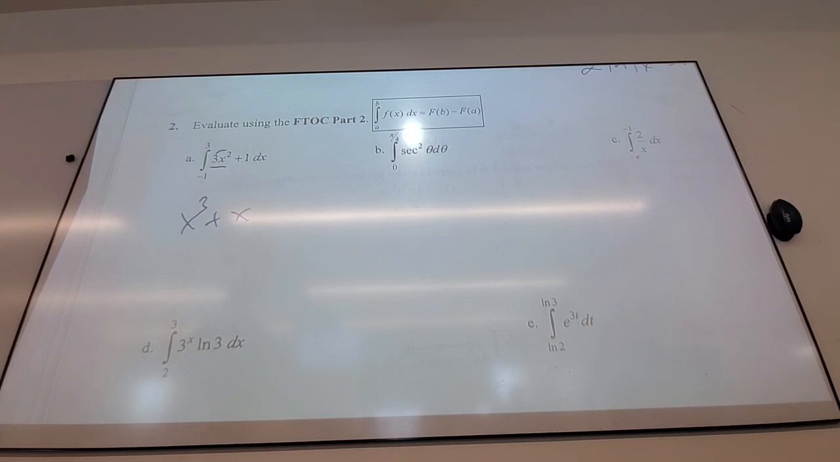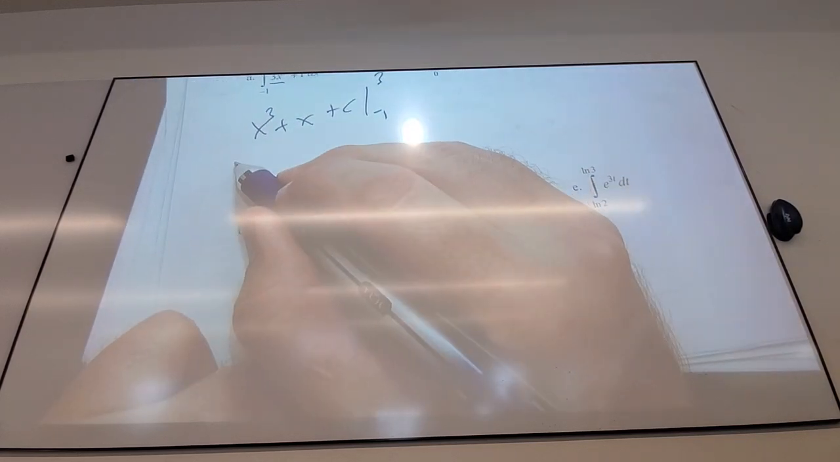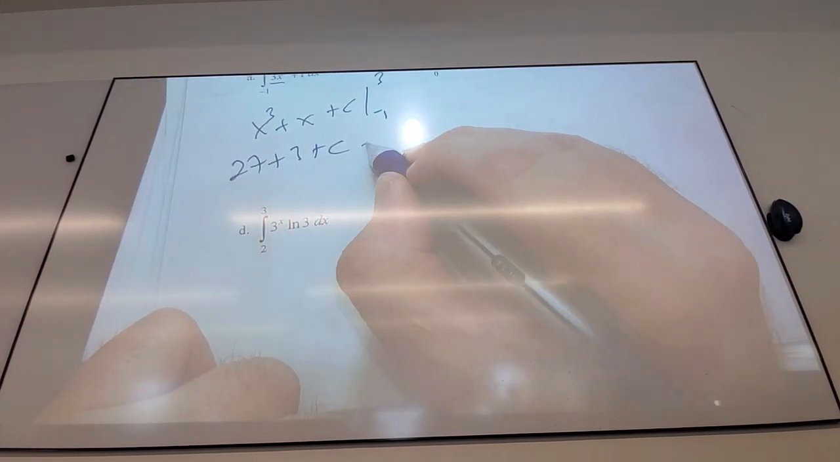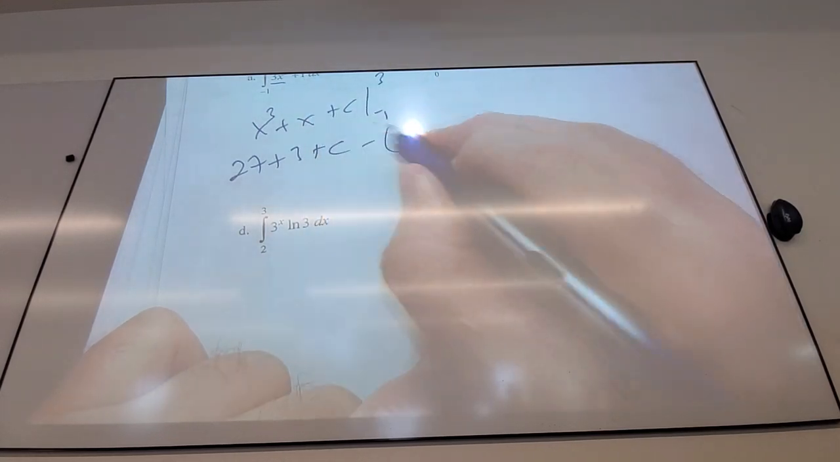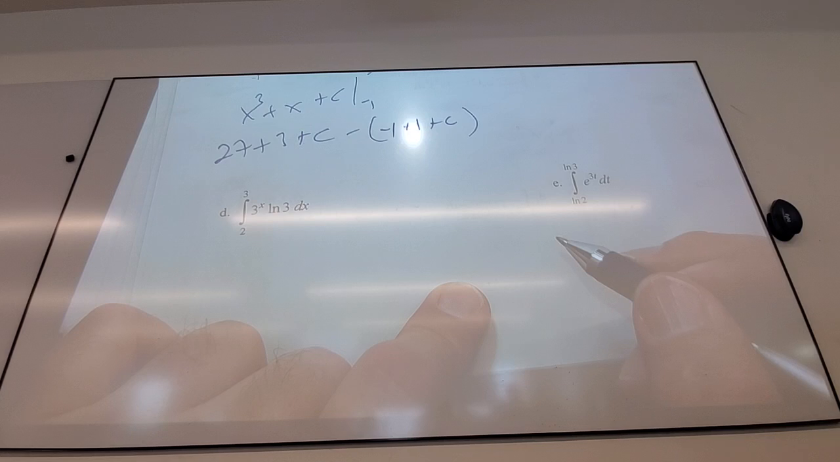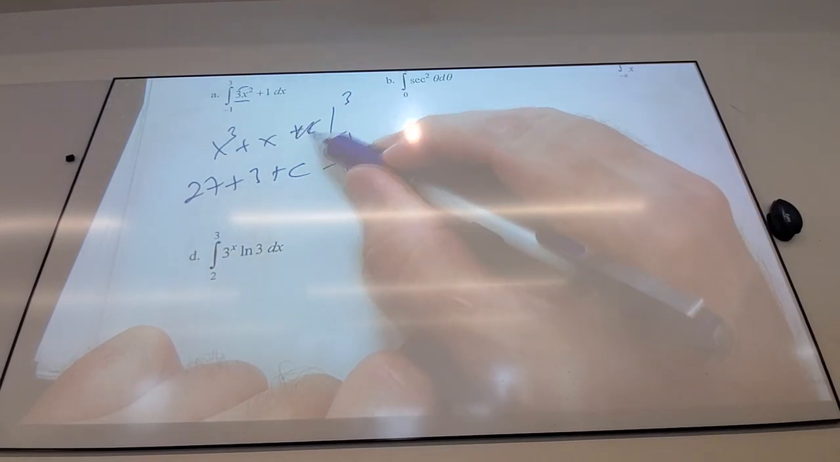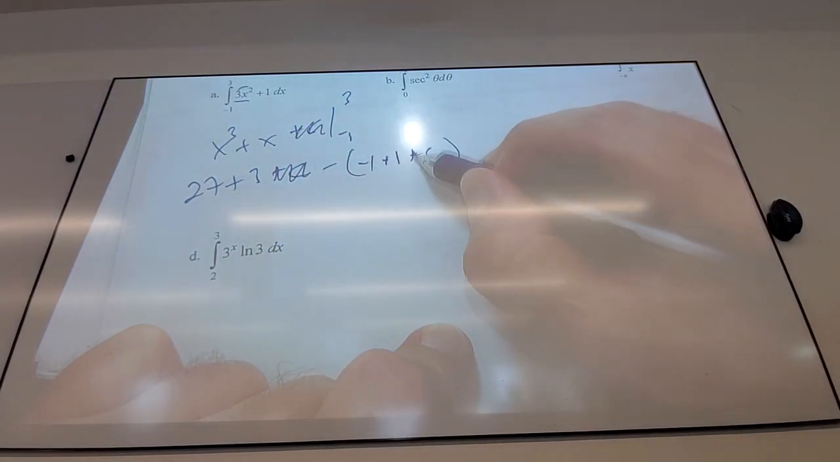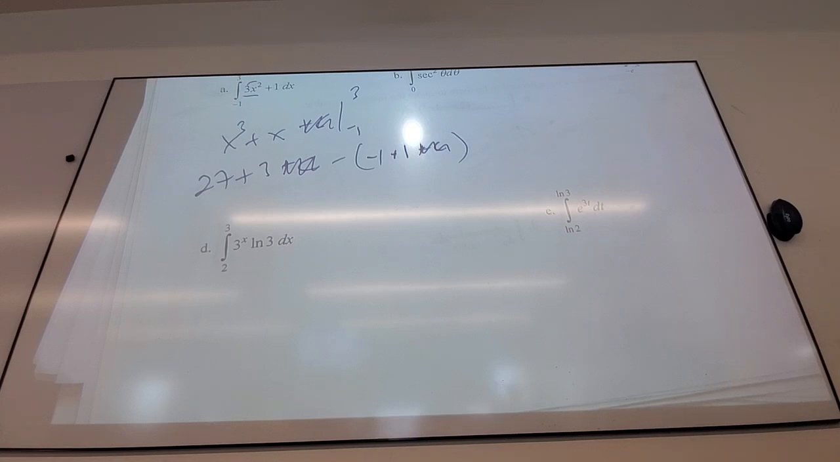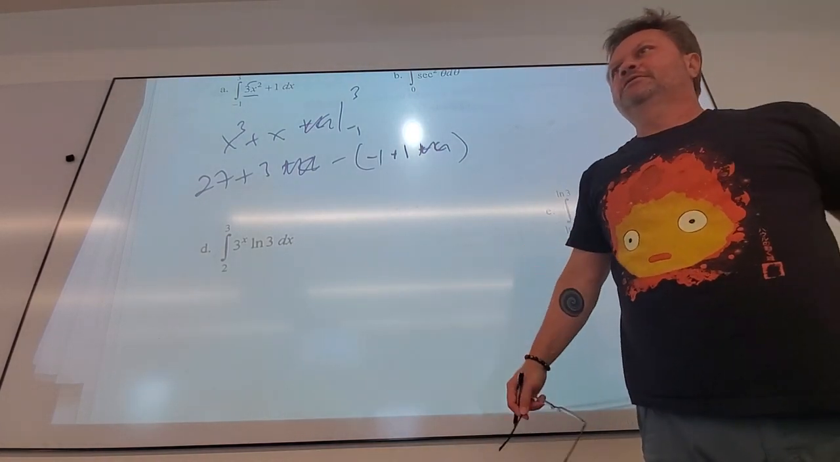So if you just want to be really careful, you can put plus c. I don't know if you guys are really with me. So let me do it like this. If I do put plus c, I don't want to, but I will. When I plug a 3 in, I get 27 plus 3 plus c, minus, when I plug a -1 in, I get -1 minus 1 plus c. Do you see how the c's cancel? It would always do that. So when I have a definite integral, I just don't even write the c, because it will always cancel. The same way we don't do chain rule when the derivative of the inside is 1. Why would I take the time to write that down there?